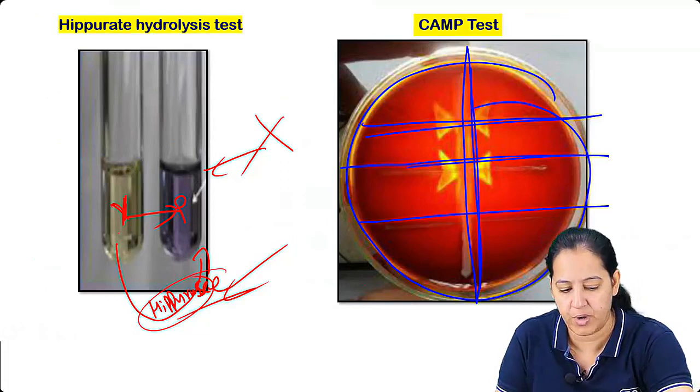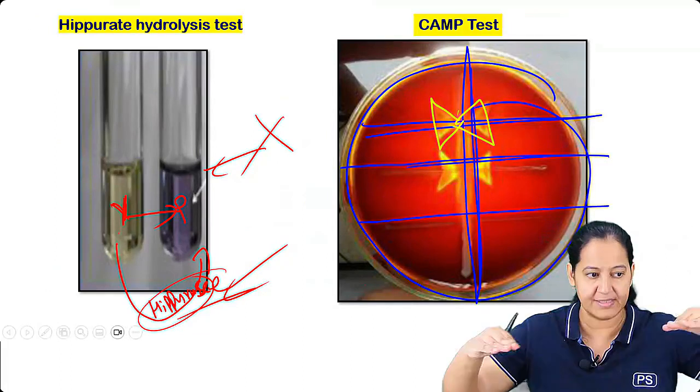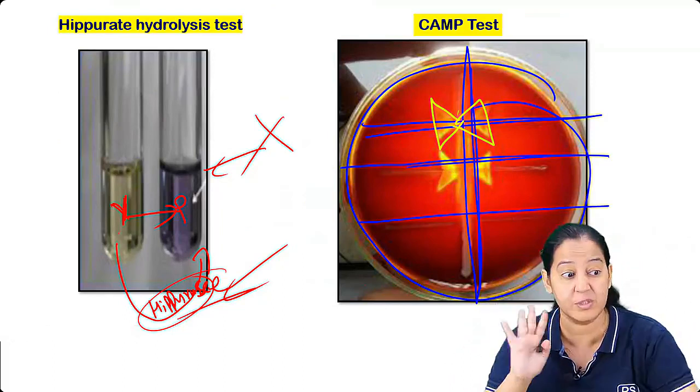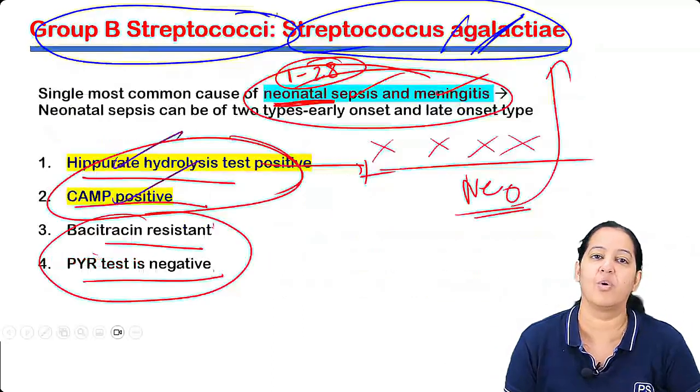I want all of you to appreciate there is more hemolysis on this axis as compared to this axis. Nobody will explain you in this world this CAMP reaction. सबको याद करा देगा CAMP positive है. बस इतना याद कर लो. क्या होती है CAMP reaction?